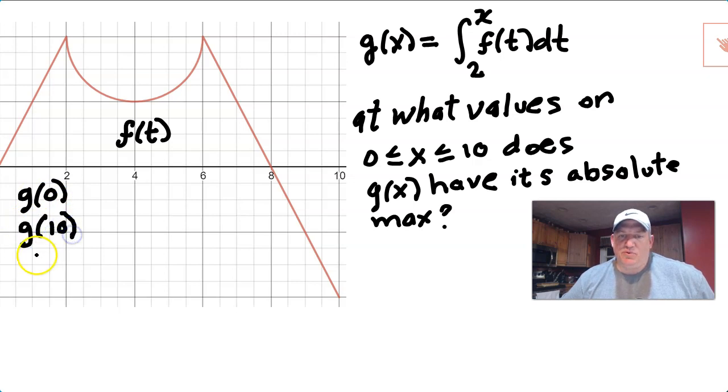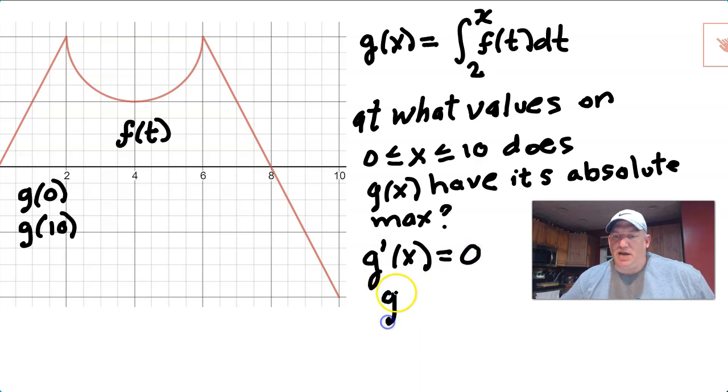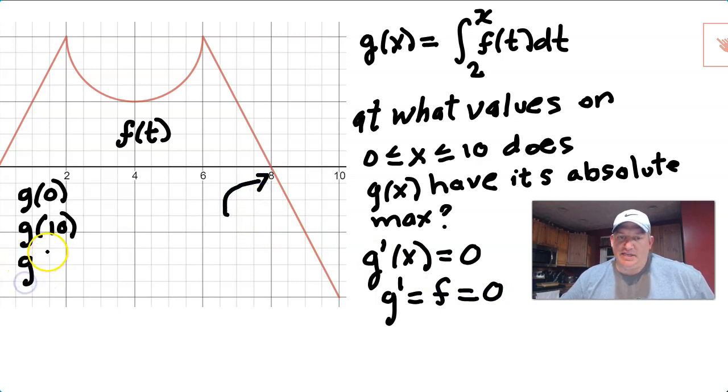Okay, so we have endpoints and we need to look at critical points. So the critical point of g is when g prime is equal to 0. But we recall that g prime is equal to f, so we need when the function has a height of 0. And so in that case, we need the number 8. So now we're going to look at g of 8. And all we want to do right here is measure all 3 of these based on the rule that we have up here.